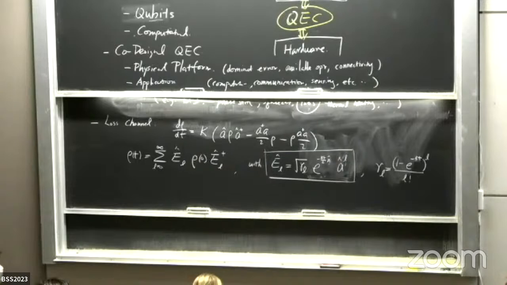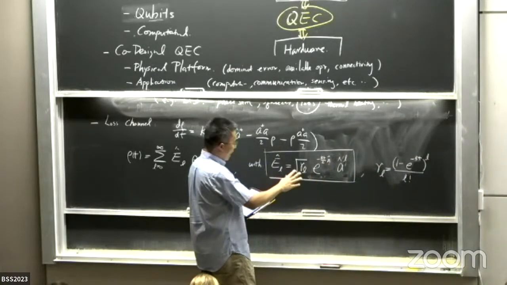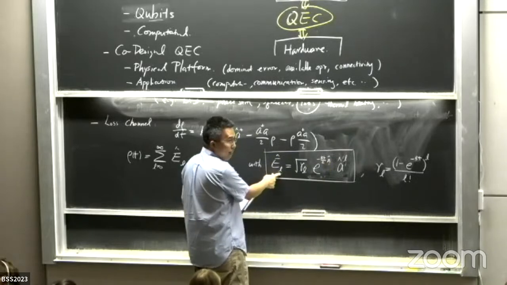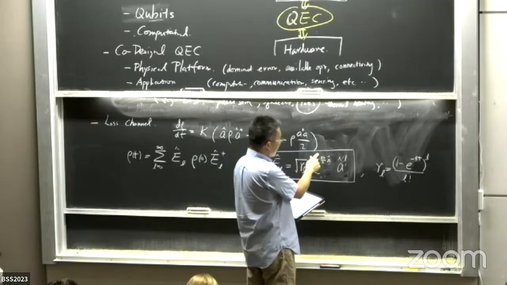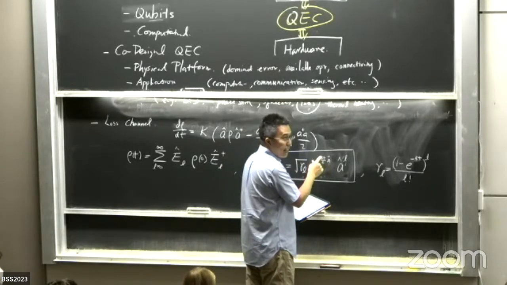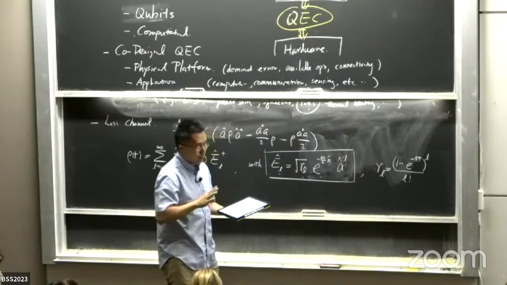Yes, so let me read this one, and later I'll write it bigger. E subscript L is the square root of gamma subscript L, times e to the minus kappa t over 2 times n hat, and this is a to the power L. I'll try to write it bigger later on.